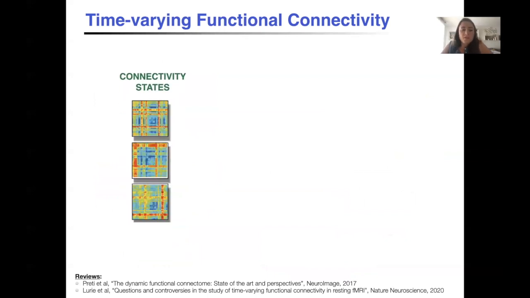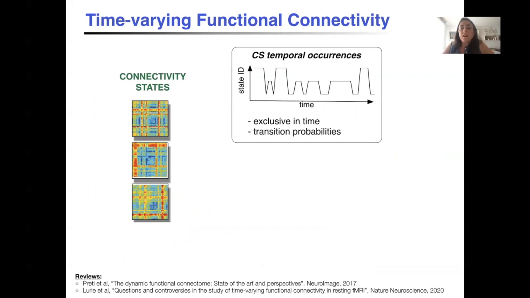From connectivity states, you will be able to see which are the patterns, the states that the brain visits during the acquisition, as we said. You can have different properties. For example, you can have states that are exclusive in time, in the case of k-means clustering, the one that you see here. In that case, if you project connectivity states back to the temporal dimension, you can see occurrences of each of the states. And indeed, what you could compute is, for example, transition probabilities from one state to the other.